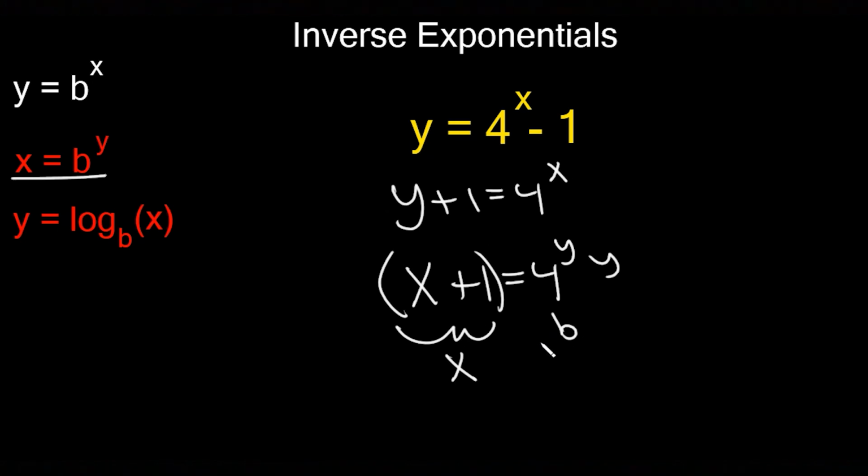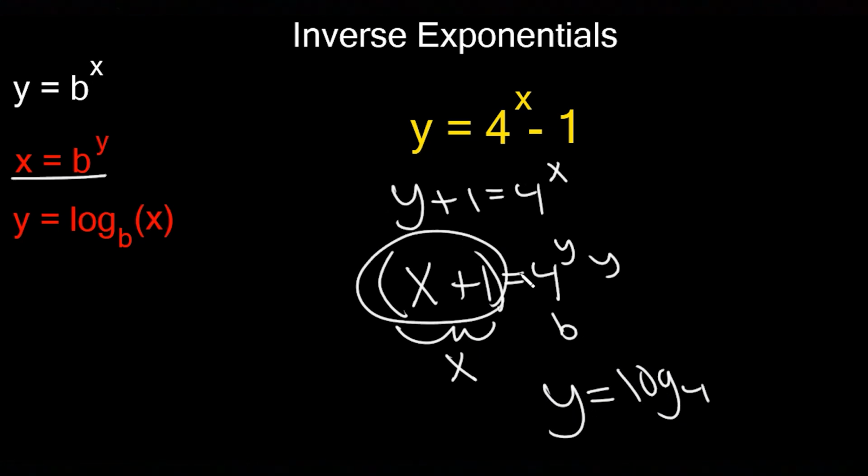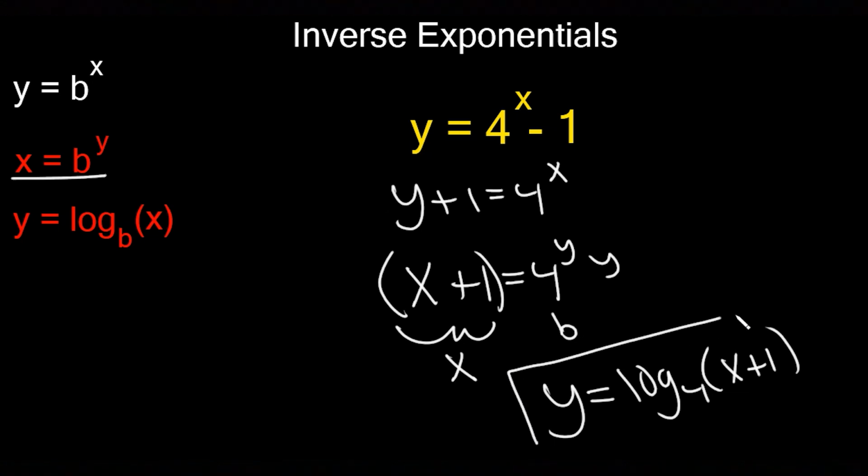So rewriting it, you're going to have y is equal to log, my base is 4, and then my x, again, is going to be this entire part here. So of x plus 1. And then we're done. Okay, so there's the inverse. All right, let's go ahead and try 2 more examples.